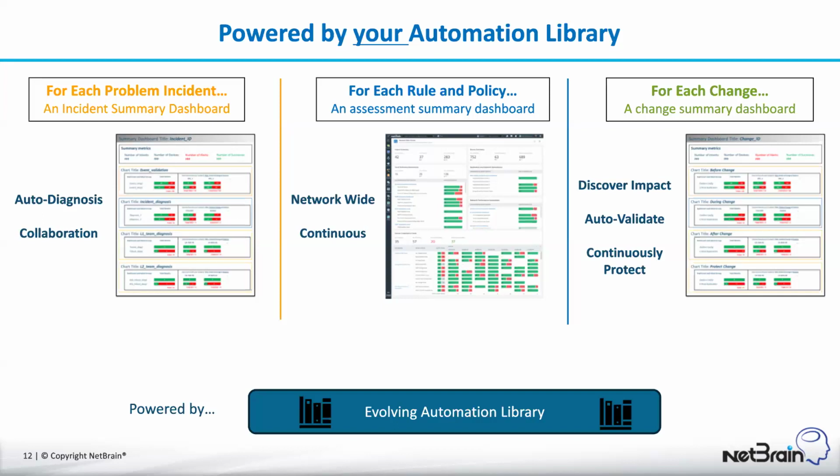We're also able to do network-wide continuous assessments across your environment. So ensuring the integrity of your environment, continuously running these assessments, and empowering you to run your own assessments instead of outsourcing them or spending a lot of time and resources manually pulling that information. And then also using it for change. So being able to discover impact, auto-validate your pre and post checks, and continuously protect. And more importantly, it's just really great for documenting what exactly occurred within the change.